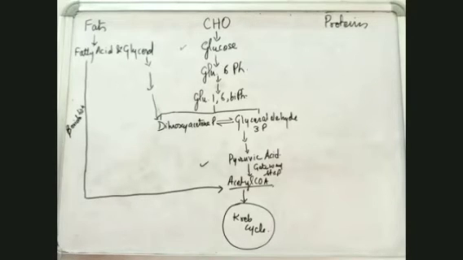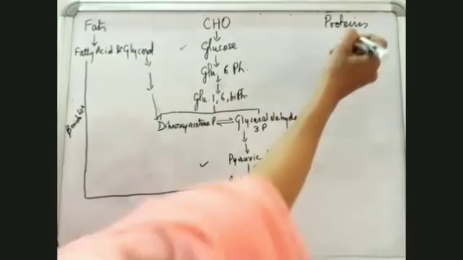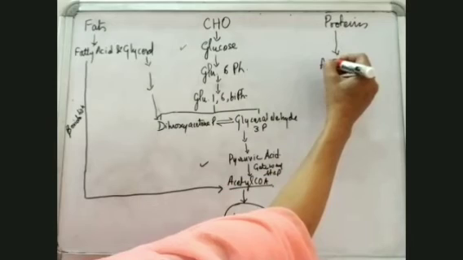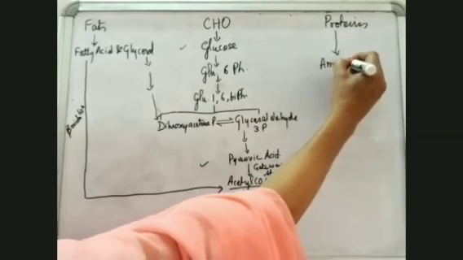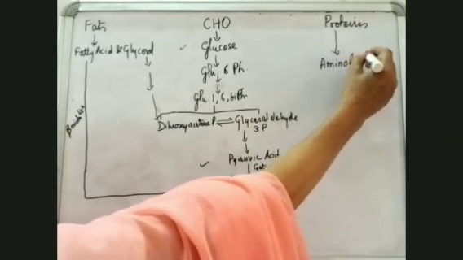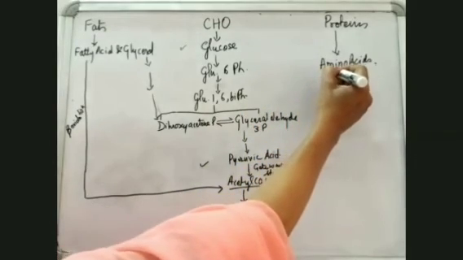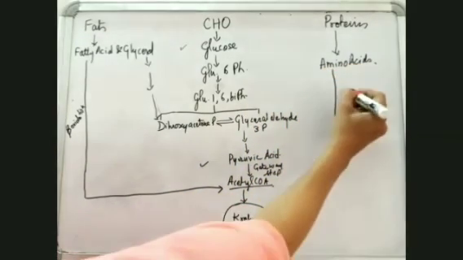So what happens? Now, what happens here? These proteins get converted into amino acids. So amino acids have been formed from the proteins. Now these amino acids undergo a process which is known as deamination.